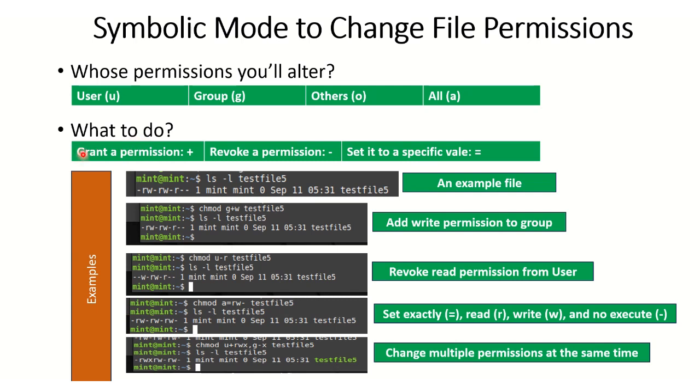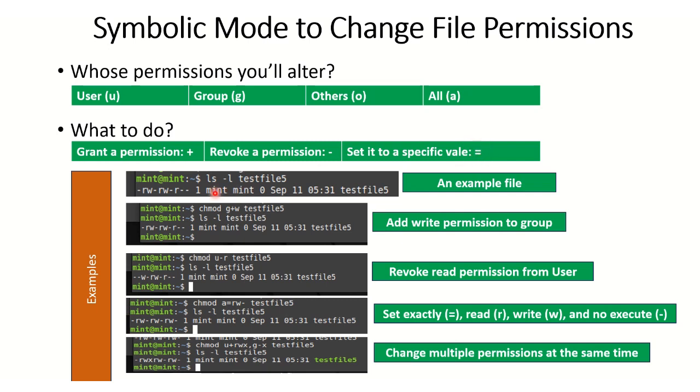There can be 3 different changes. Number 1, granting a permission which is represented by plus symbol. Number 2, revoking a permission and this is represented by minus symbol. And number 3, setting is represented by assignment symbol.